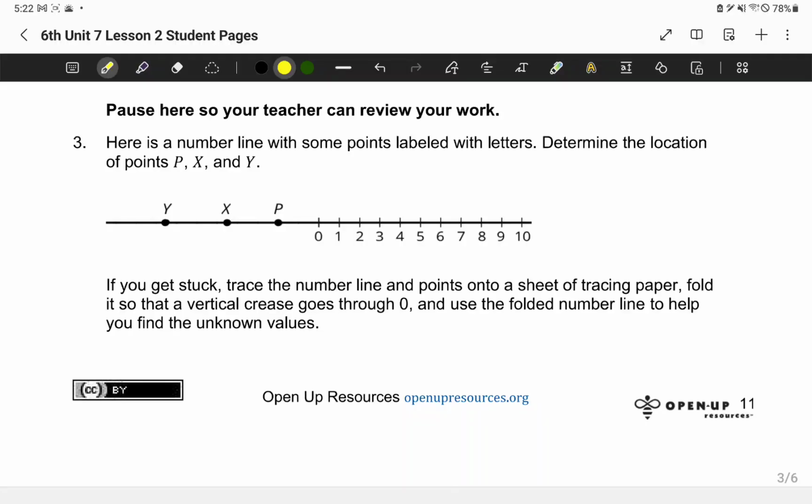And here's a number line with some points labeled with letters. Determine the location of points P, X, and Y. If you get stuck, you use the tracing paper to fold it up. Okay. So this one's a little tricky because of the spacing of the letters.